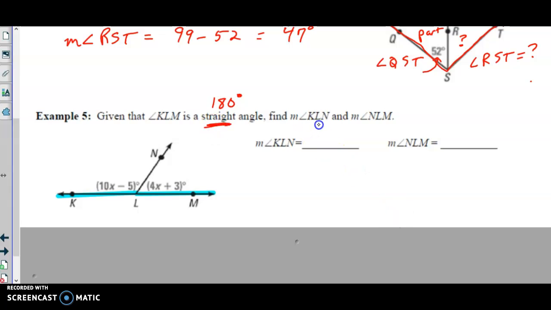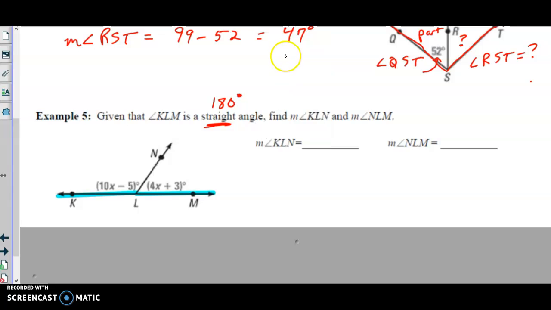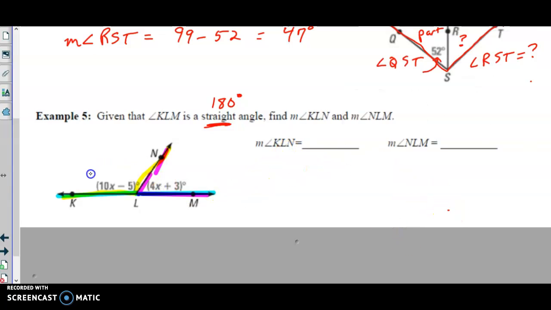We want to find KLN. KLN would be this angle, and we want to find NLM, this one. Okay, so those have variables in it, variable expressions. So we're going to have to do some algebra to find those measurements. We've got to figure out what x is before we can find the actual angle measurements.